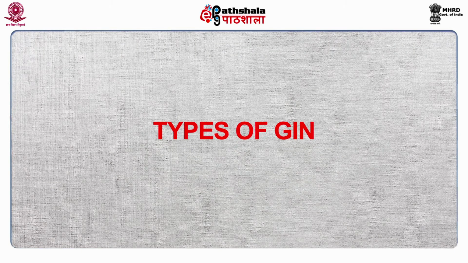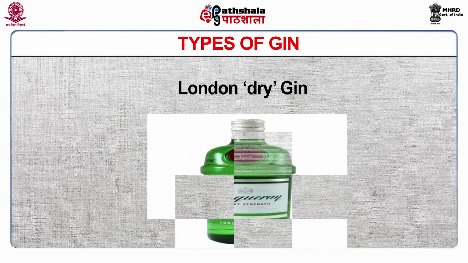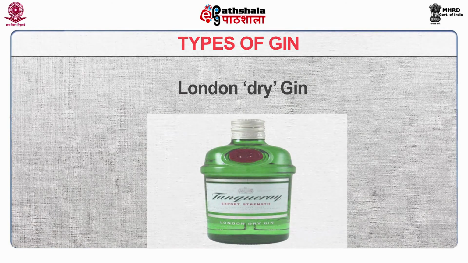Now I will discuss the types of gin. Based on the production method, gin is categorized into two main types. First one, Dutch gin or Holland gin. Second, London dry gin.